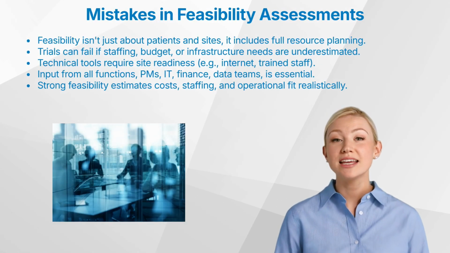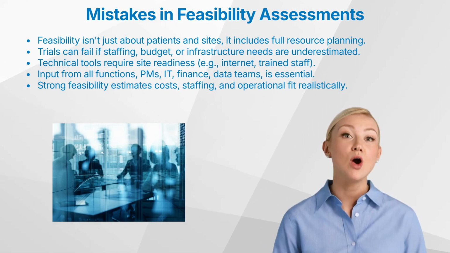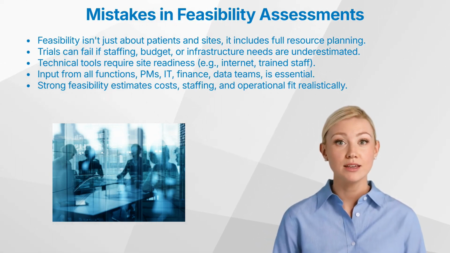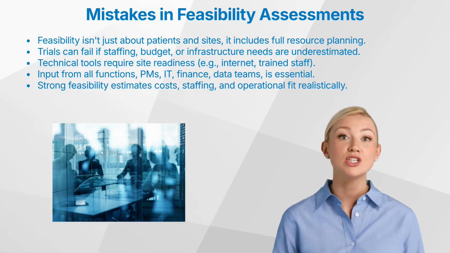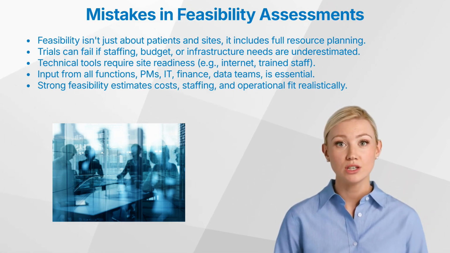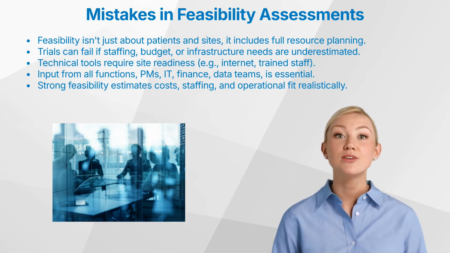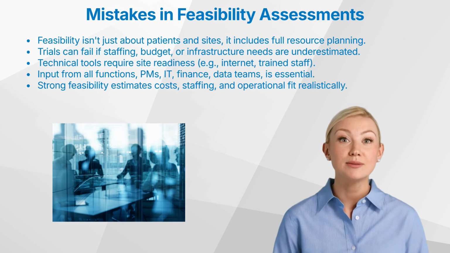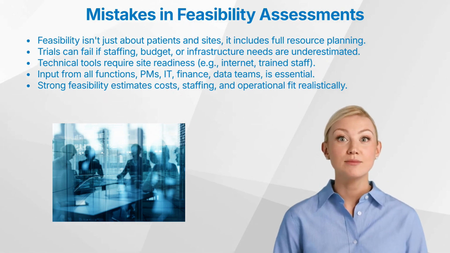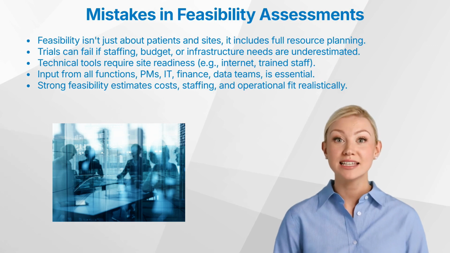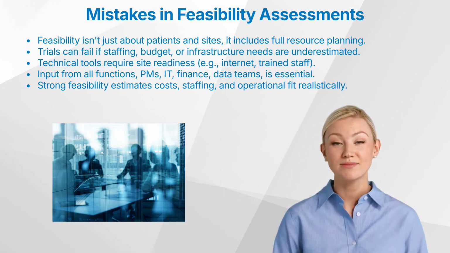Mistake 4, incomplete or siloed resource planning. Another common pitfall is focusing only on patient and site feasibility while ignoring the broader resource picture. Trials can fail when the required budget, staffing, or technical infrastructure is not fully accounted for. For example, a study that needs 24/7 patient monitoring may be feasible in theory, but not if the sites lack the staff to handle it. Similarly, using advanced digital tools may sound efficient, but only if the site has reliable internet and trained personnel.